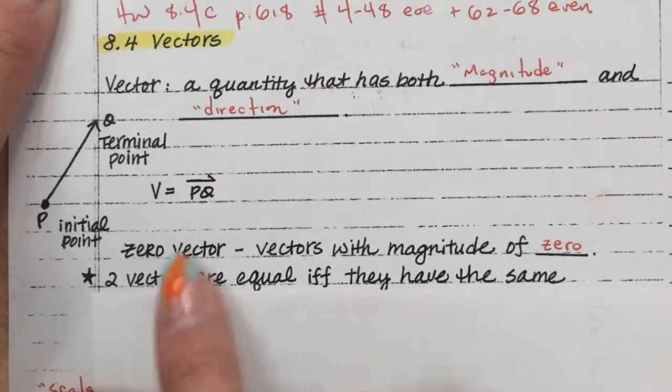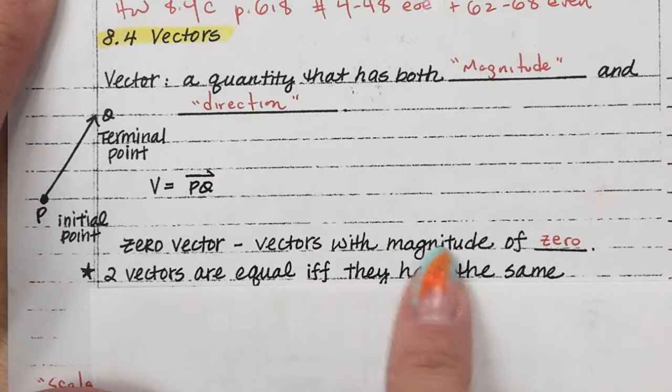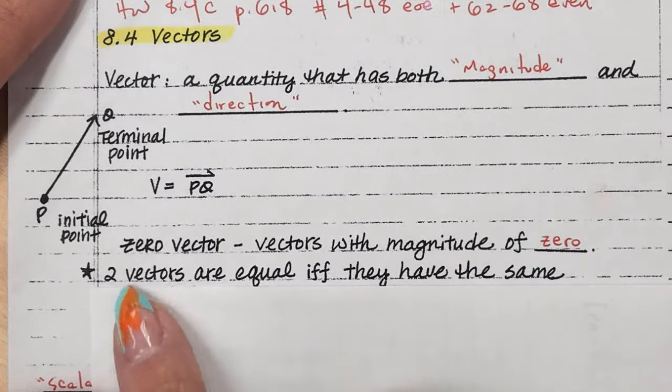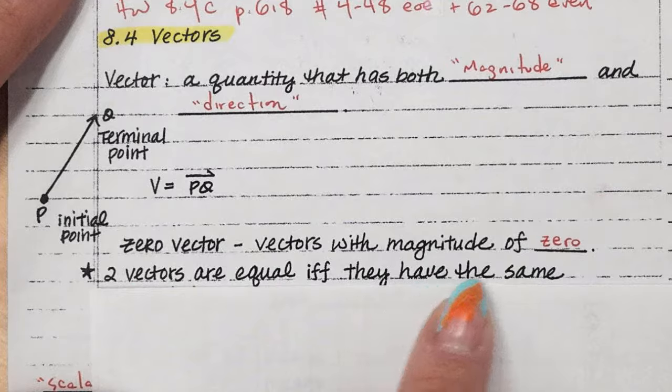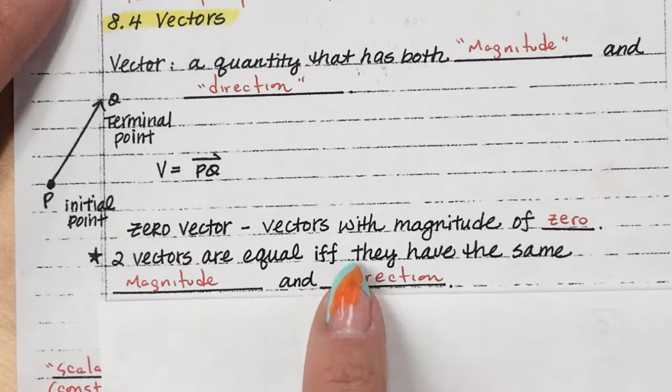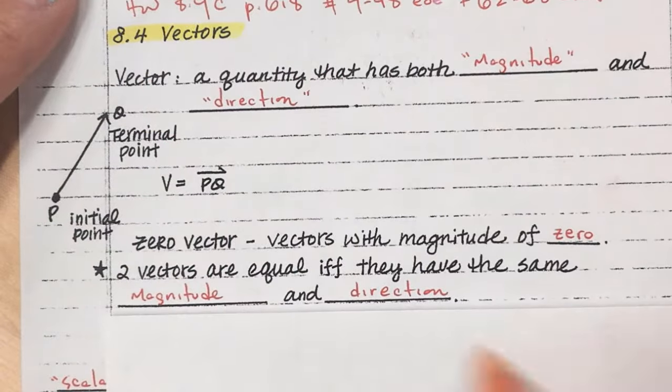And then a zero vector is a vector with a magnitude of 0. So that should make sense. It's like a size of 0. Two vectors are equal if and only if they have the same magnitude and direction. So they're equal if they're exactly the same size, exactly the same direction.